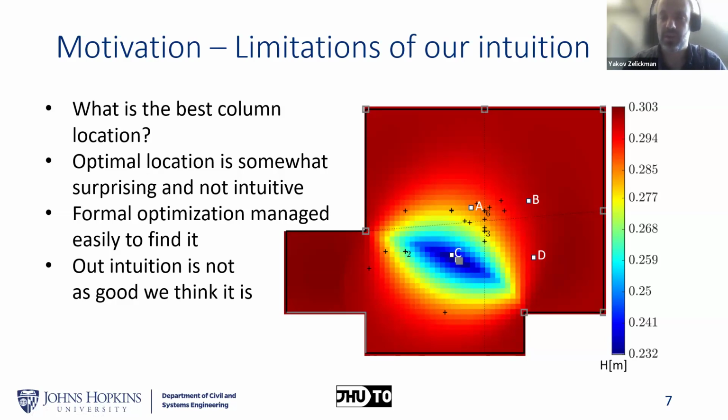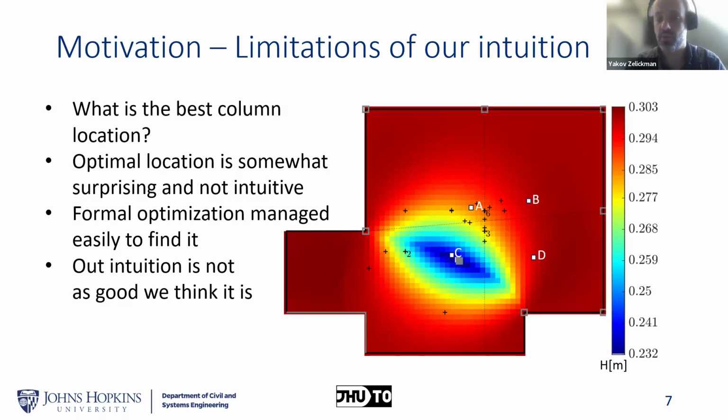The other layer of information is the black crosses, which are responses I got from engineers that I asked the same question, and they all missed the optimal location, but put it in perfectly reasonable and intuitive locations. The last layer is the gray square at the center of this blue eye, which represents the optimal location of the column, and this gray square is obtained by formal optimization.